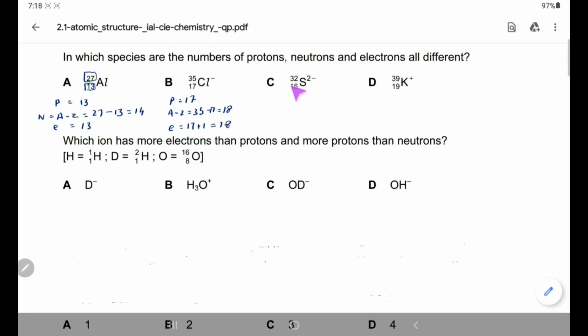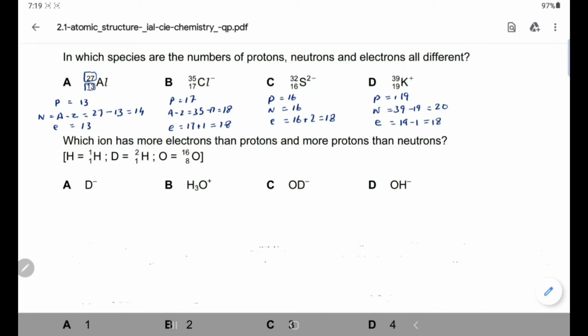The next one is sulfide ion. Sulfur has the proton number of 16, and for neutrons, A minus Z, 32 minus 16 becomes 16. For electrons, there are 16 electrons of sulfur's own and 2 electrons gained by it. So when we add 2, we get 18. Coming towards the potassium ion, it has atomic number, so protons equal 19. Its neutrons will be 39 minus 19, so we get 20. And for electrons, 19 is its atomic number, it has 19 electrons but lost 1 electron. So 19 minus 1 becomes 18.